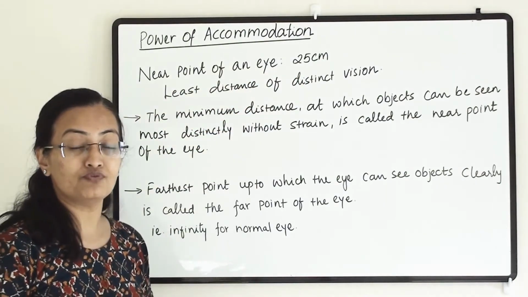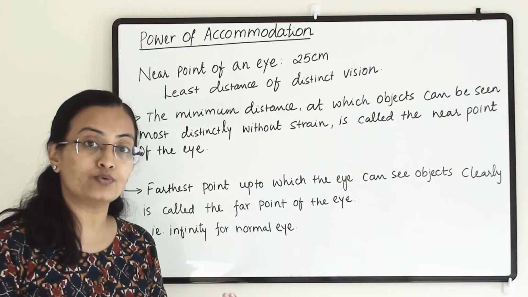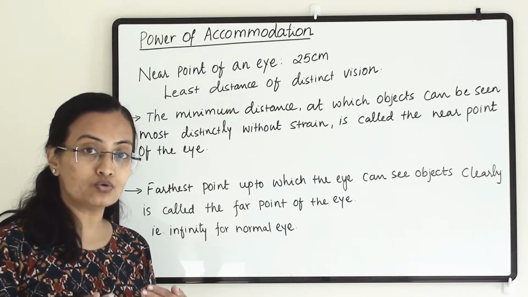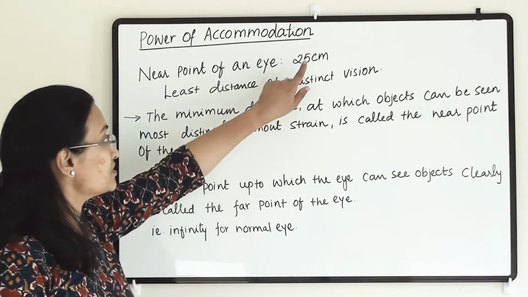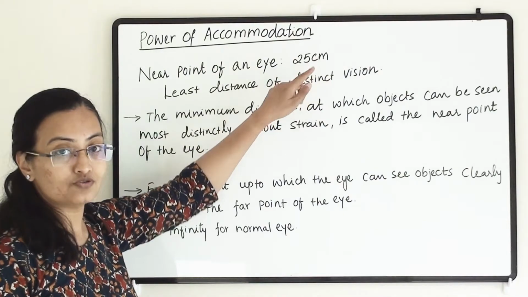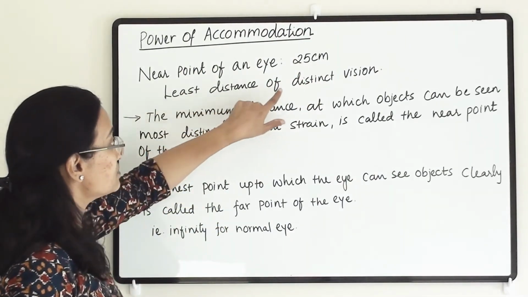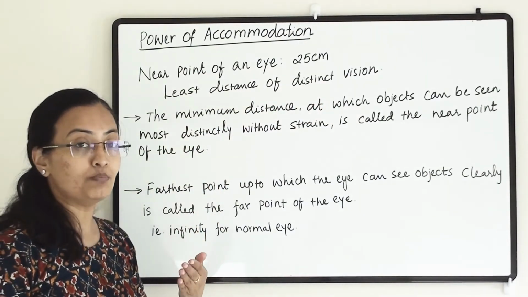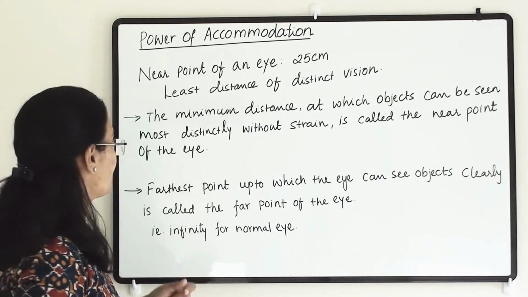That means if we are reading a book or a newspaper, we have to keep it at 25 centimeter distance. If we keep it very close to our eye, then letters may look hazy. So this much distance needs to be maintained to read, and this is known as the least distance of distinct vision. So that much least distance should be maintained to read or to look at a nearer object.